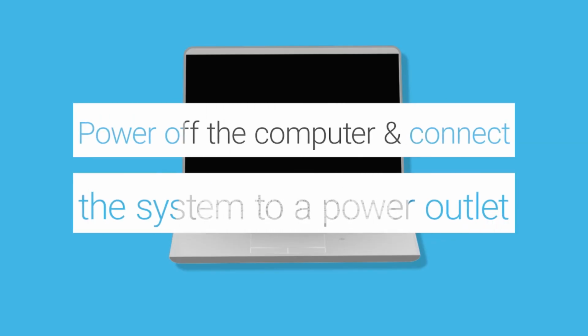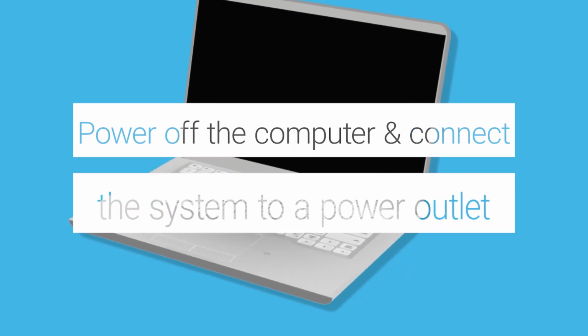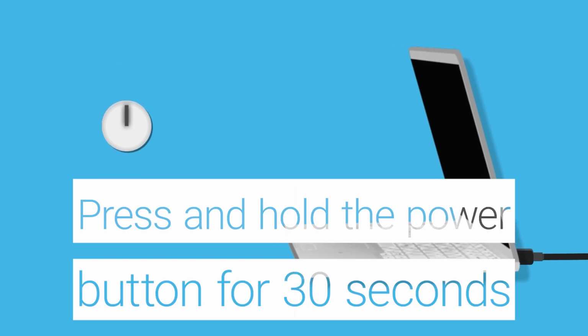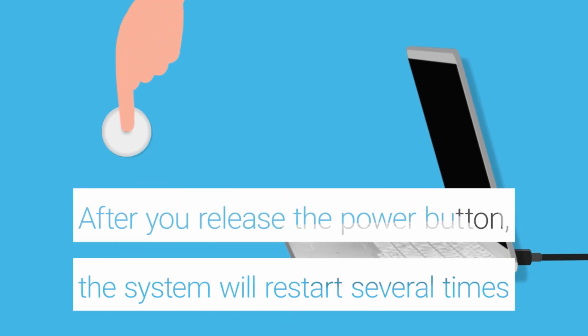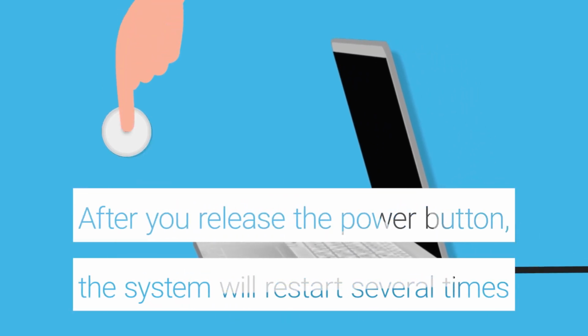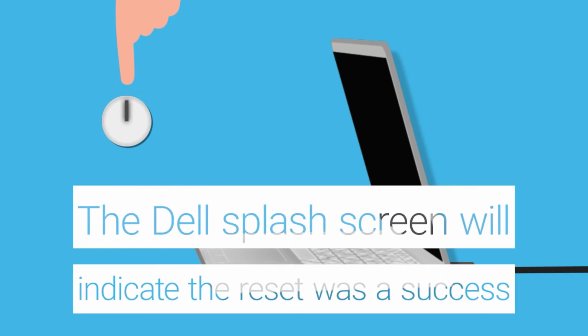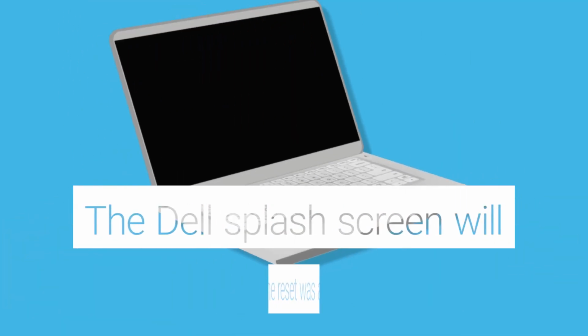Turn off the computer, but make sure the system is connected to a power outlet. Press and hold the power button for 30 seconds. After releasing the power button, the system should restart several times. Once the reset is complete, the system will reboot. The Dell splash screen will indicate that the reset was successful.